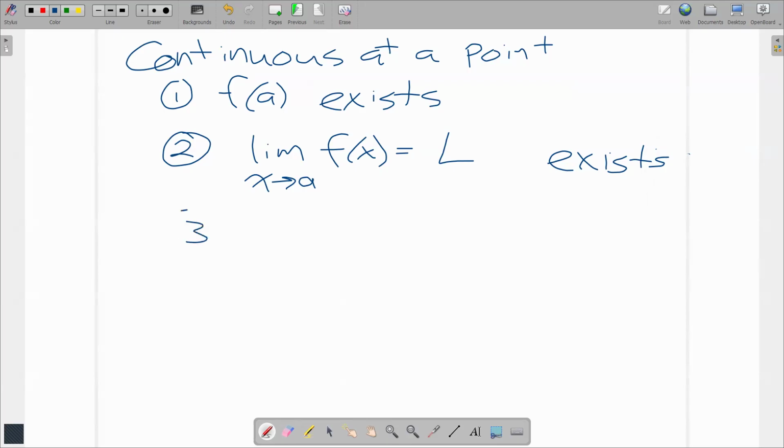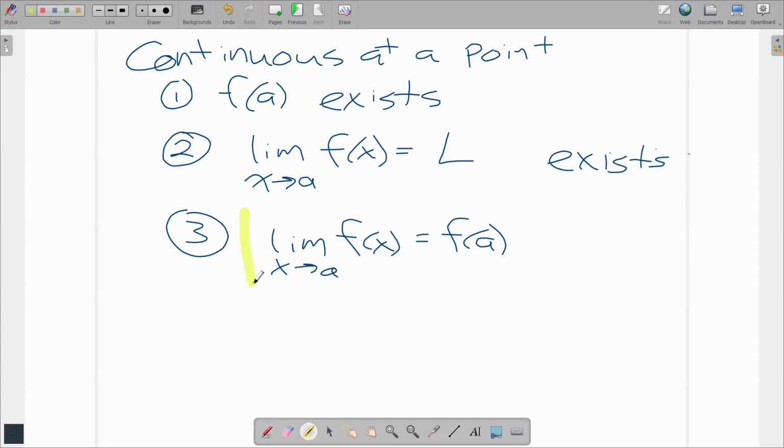And then third, that limit has to equal the function value. You could say, well, why not just state that third line? Because really that's the essence of it. Stating that third line implies the first and the second have to be true, otherwise there's no point in stating it. So that's the complete way to state it, but this is the meat of it right there: the limit has to match the function value. If it doesn't, then it's discontinuous at that point.